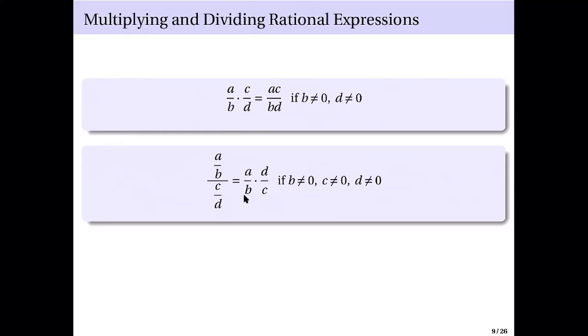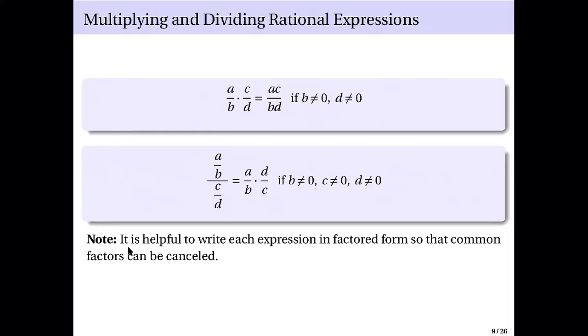Here we have real numbers, okay? And in rational expressions, we will use the same formulas, okay? But here, I want you to take note of the following. It is helpful to write each expression in factored form so that the common factors can be cancelled. Actually, if you wrote all the expressions in factored form, you will see immediately all the common expressions or the common factors. Okay?